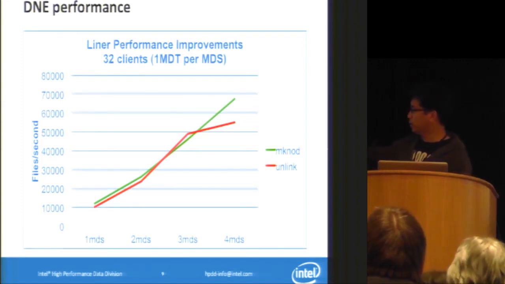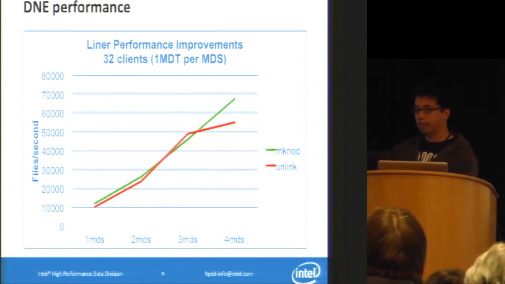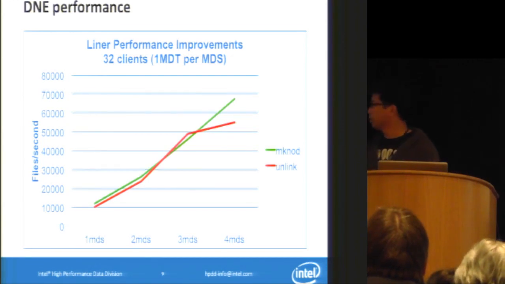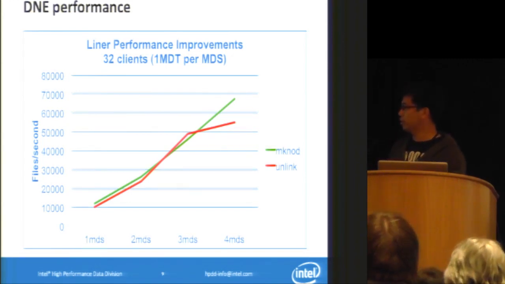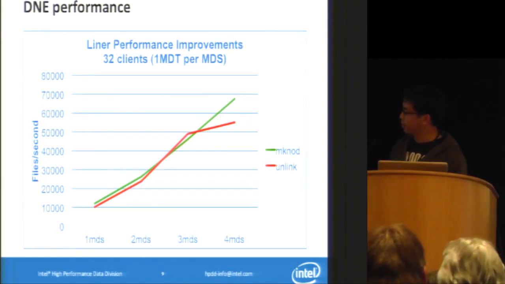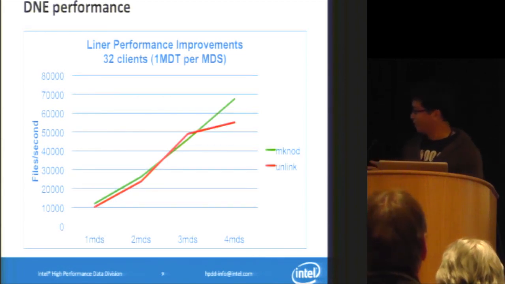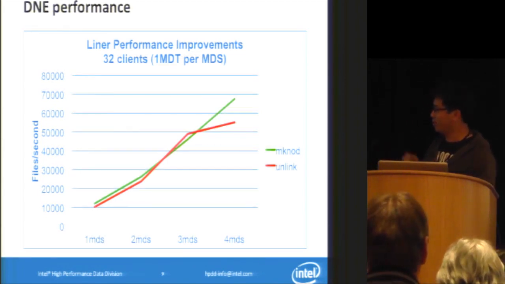The x-axis is the MDS count. Each MDS has only one MDT. The y-axis is the files created and unlinked per second. So you can see that with increasing MDS count, the performance improvement is almost linear.